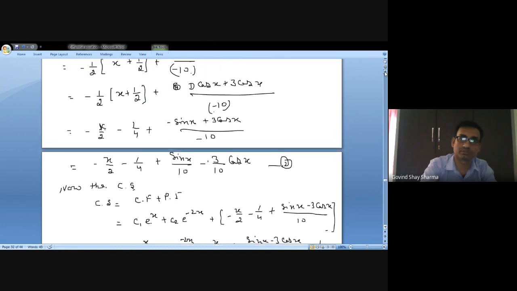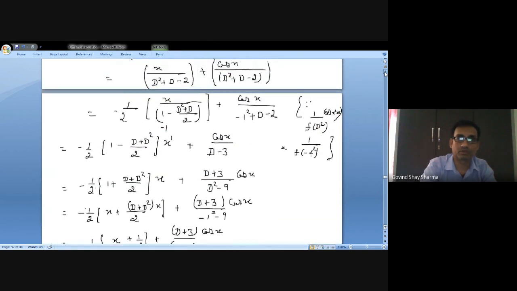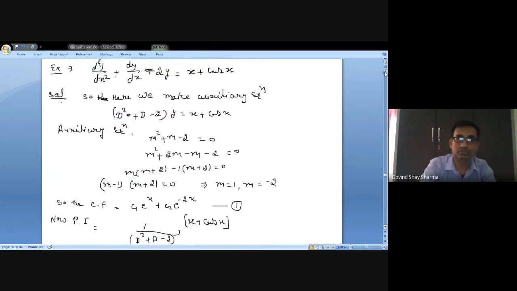Students, you can note down easily. First, I again repeat the question and procedure to solve the problem. So here we see the question given, d2y on dx2. So we make the auxiliary equation m square plus m minus 2 is equal to 0. We factor this and find the roots. m is equal to 1, m is equal to minus 2.